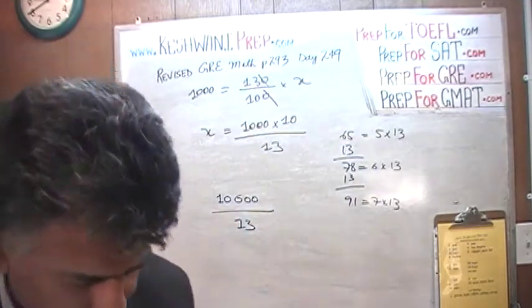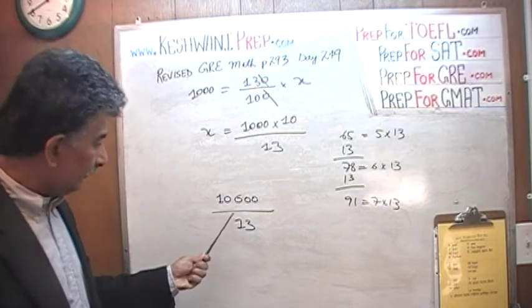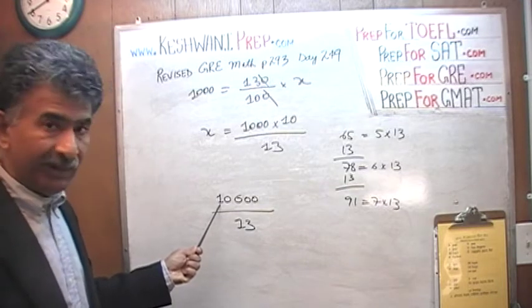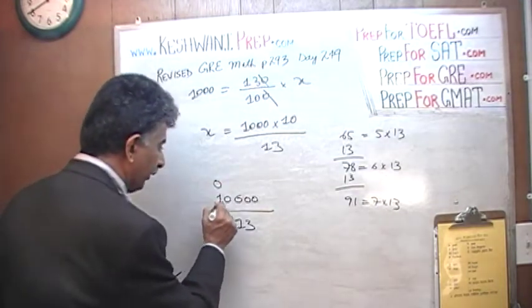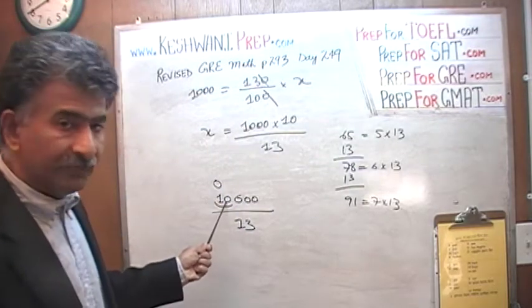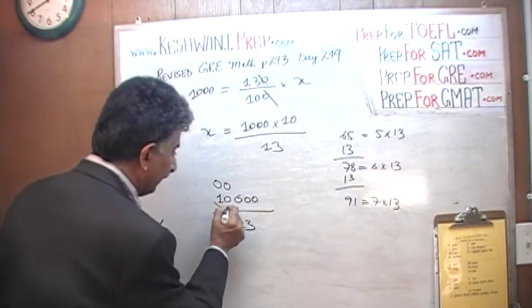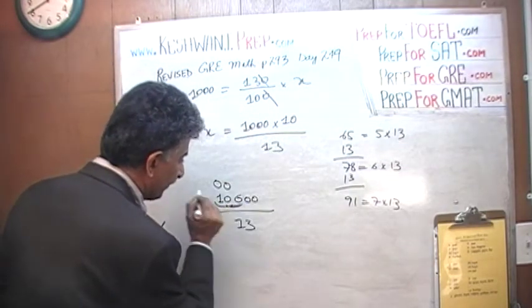Okay, here's how it goes. Pay attention. How many 13s in 1? 1 has no 13. That 1 goes and joins this guy, becomes 10. How many 13s in 10? 10 has no 13s. That 10 goes and joins this guy, becomes 100.